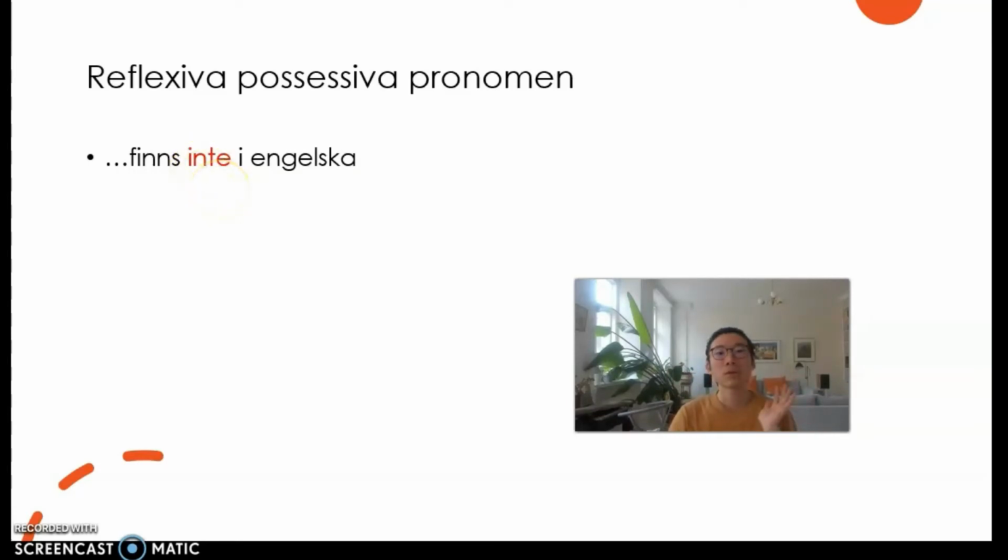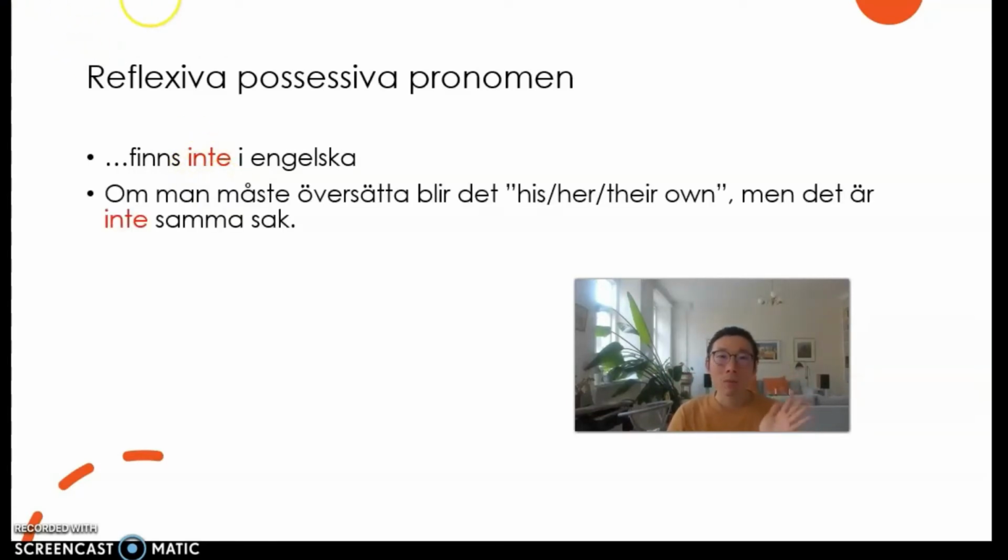Number two. Om man måste översätta blir det his, her, their own, men det är inte samma sak. If you really want to translate it into English, it would be something like his, her, or their own in English, but they are not the same. We will explain it later.